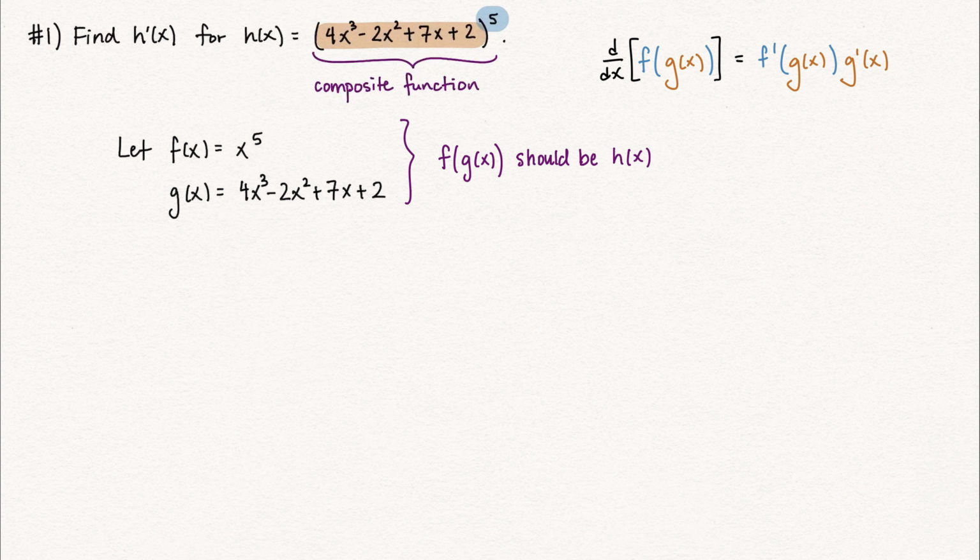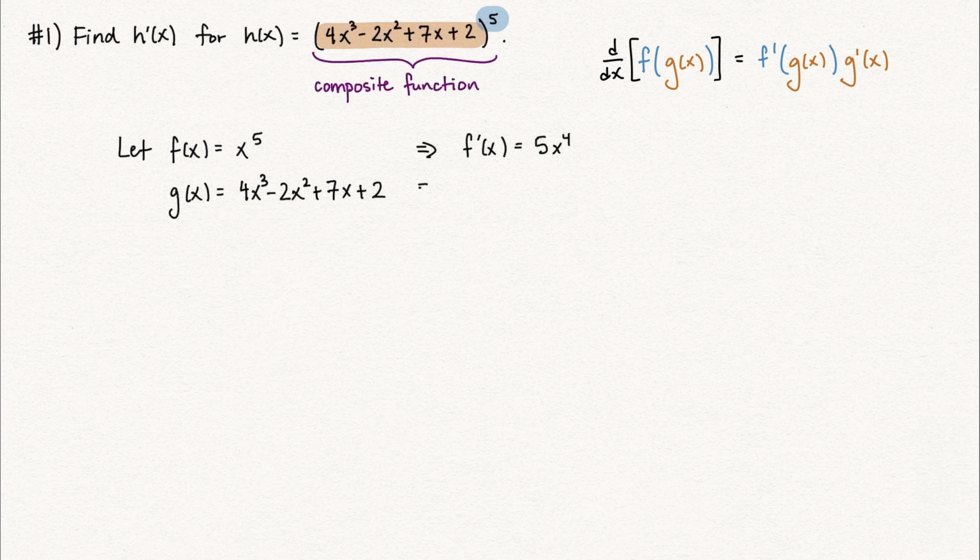Okay, so once we agree that f and g are appropriately chosen, let's now continue on and take the derivative of f and the derivative of g separately from each other. And the reason why is because we're going to need these two derivatives in order to apply the chain rule. So we get that the derivative of f is going to be 5x to the fourth.